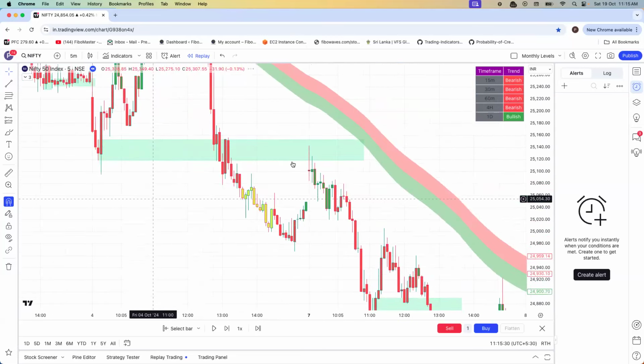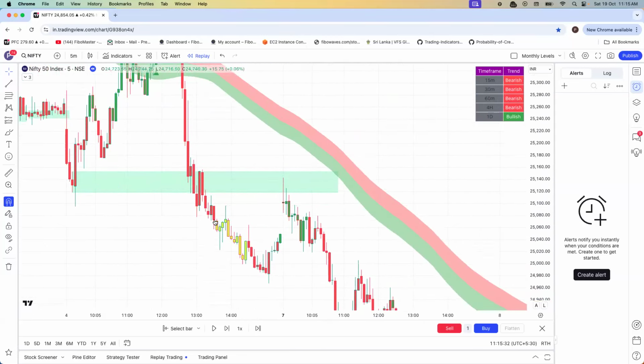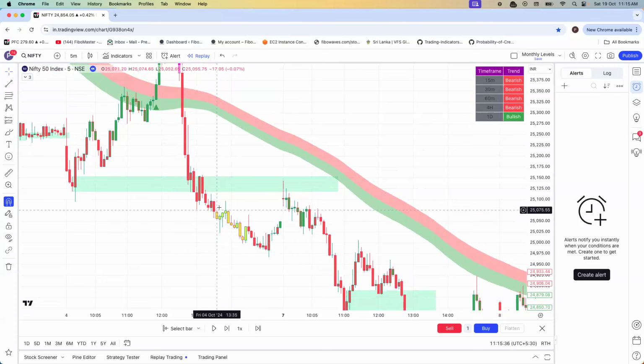Okay, we have a yellow color here, right? So when you see a yellow color and it is going down with yellow color only, you can still hold your position. You can hold your position until it turns to red or green.